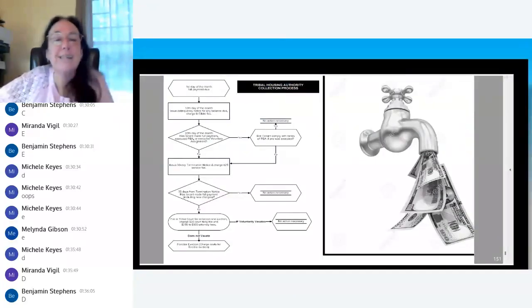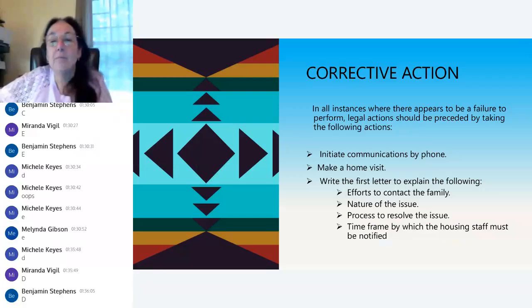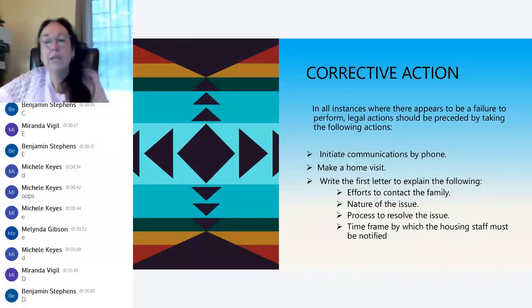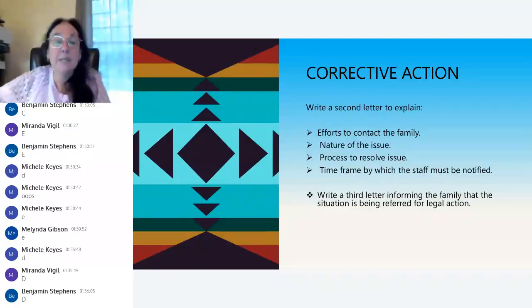So this is a collection process. In all instances where there appears to be a failure to perform, legal action should be preceded by taking the following actions. Call them by the phone. Make a home visit. Write the first letter to explain the efforts to contact the family. This is the nature of the issue. This is the process to resolve it. This is the time frame that the housing staff has to be notified.